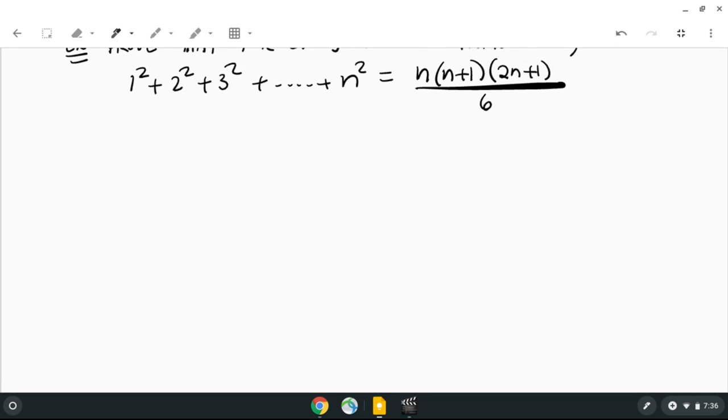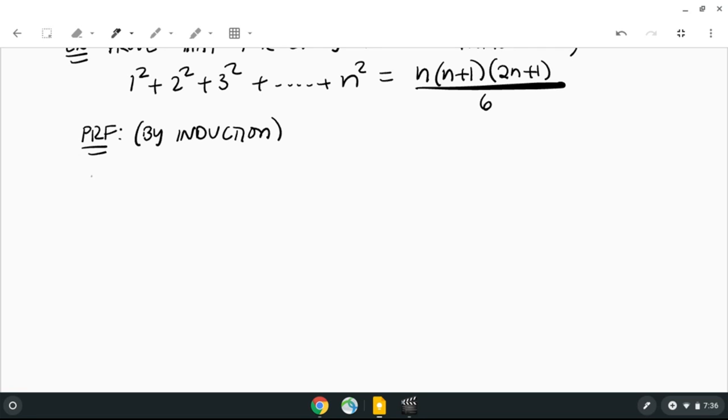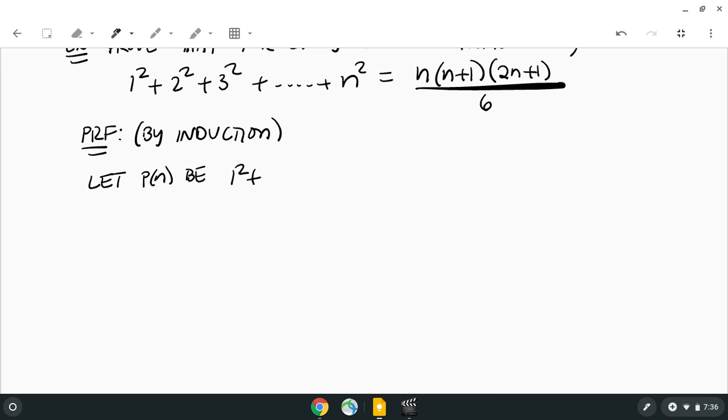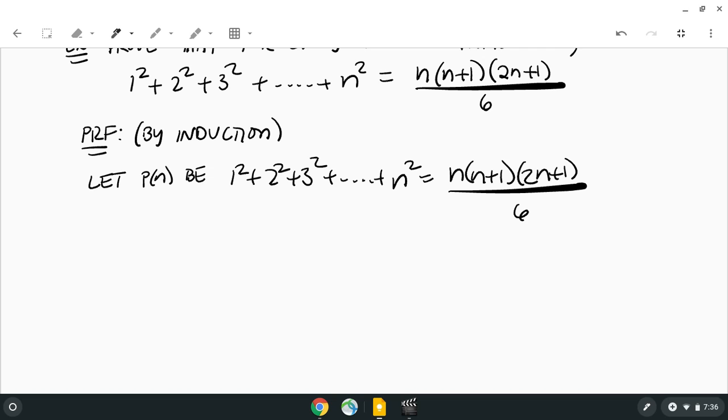All right, so let's go ahead and prove this. Proof by induction. Start with your P(n) statement, the thing you're trying to prove. 1 squared plus 2 squared plus 3 squared plus ... plus n squared equals n times n plus 1 times 2n plus 1 all over 6.